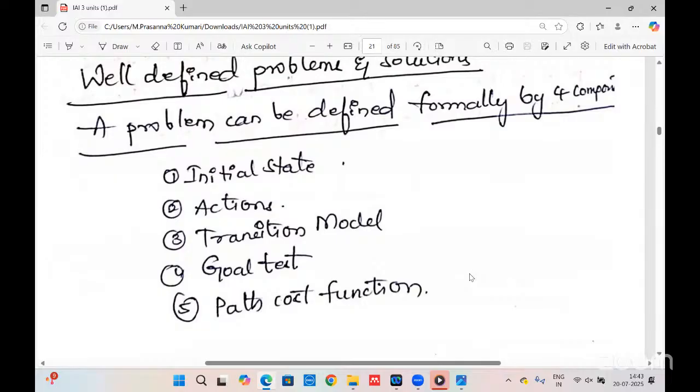First write the objective. What will be your initial state? The initial state will be the empty state. Okay, how many actions are you going to follow? Okay, what is a transitional model?